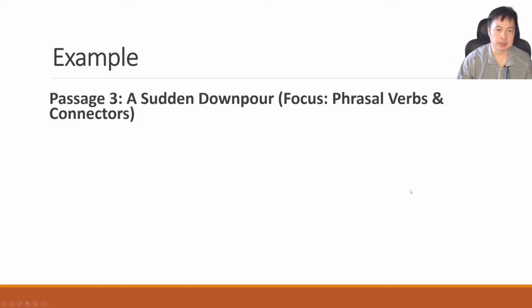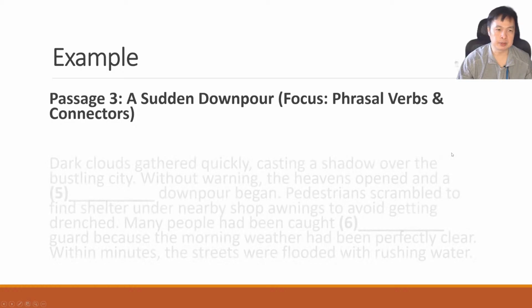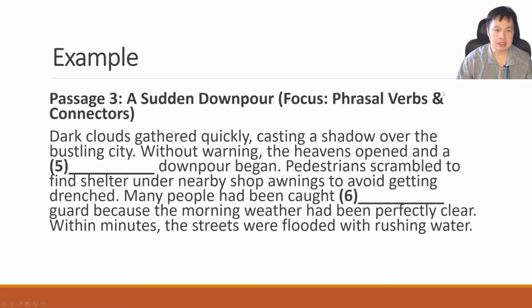Passage 3 teaches about a sudden downpour, right? So this is the focus on phrasal verbs and connectors. Dark clouds gathered quickly, casting a shadow over the bustling city. Without warning, the heavens opened and a blank downpour began.